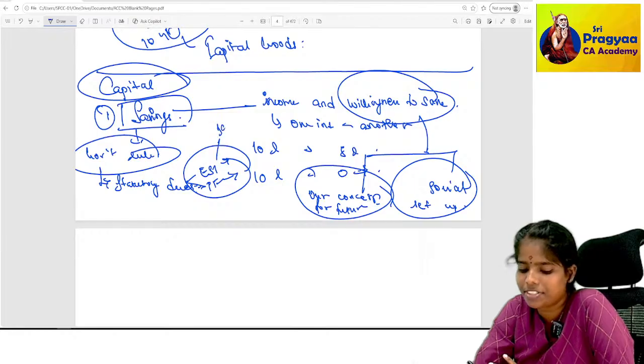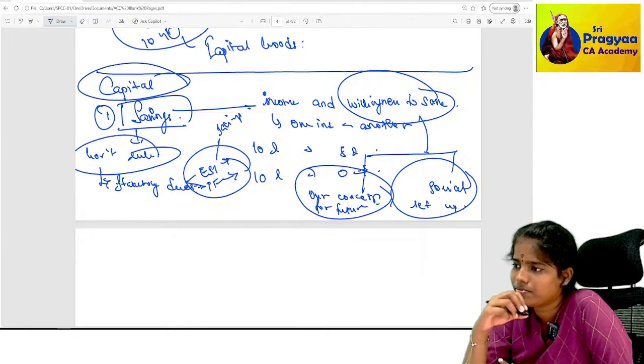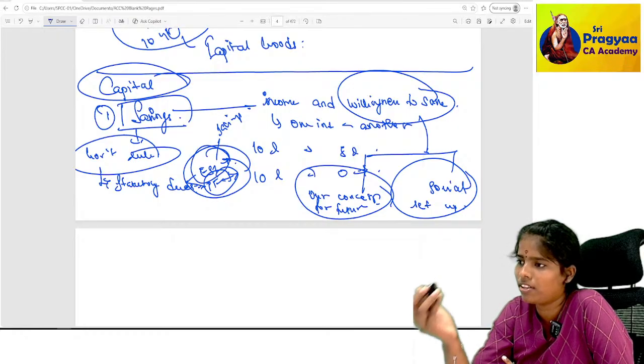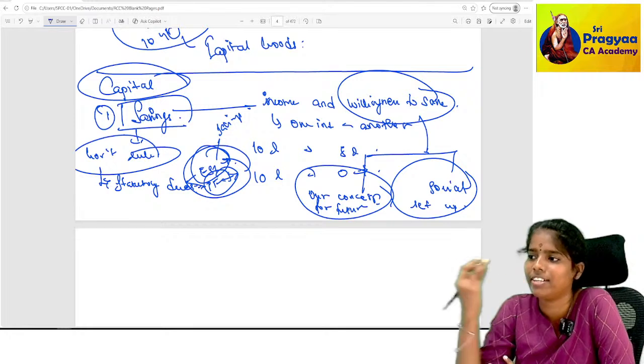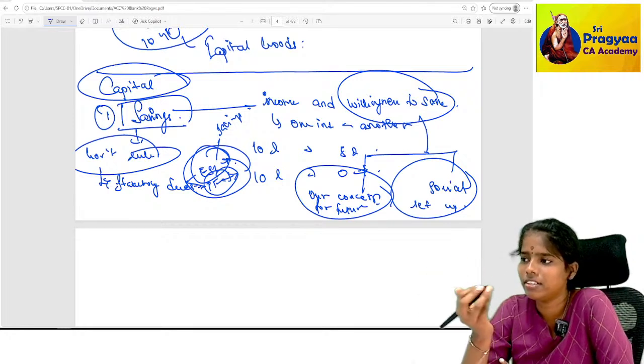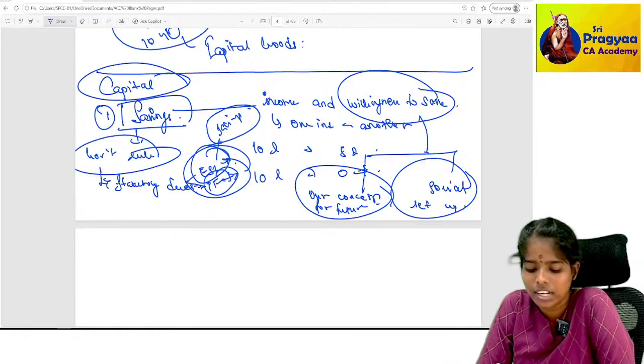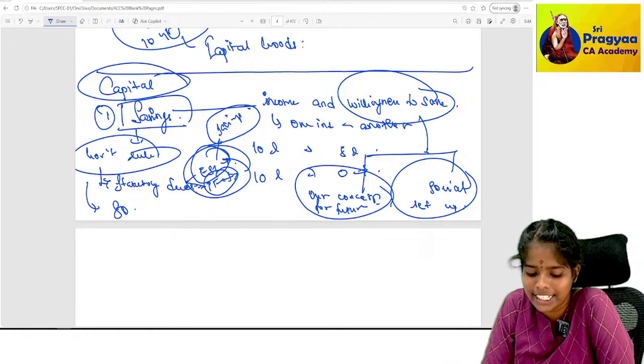This is one kind of saving. Correcta? When I retire, PF I will be getting. This is an insurance amount. When I am very ill and all, there is one ESI hospital. When I go there, I will get money refunded. So all these things are some kind of savings which are initiated by government. Next, one more thing can be 80C deduction.